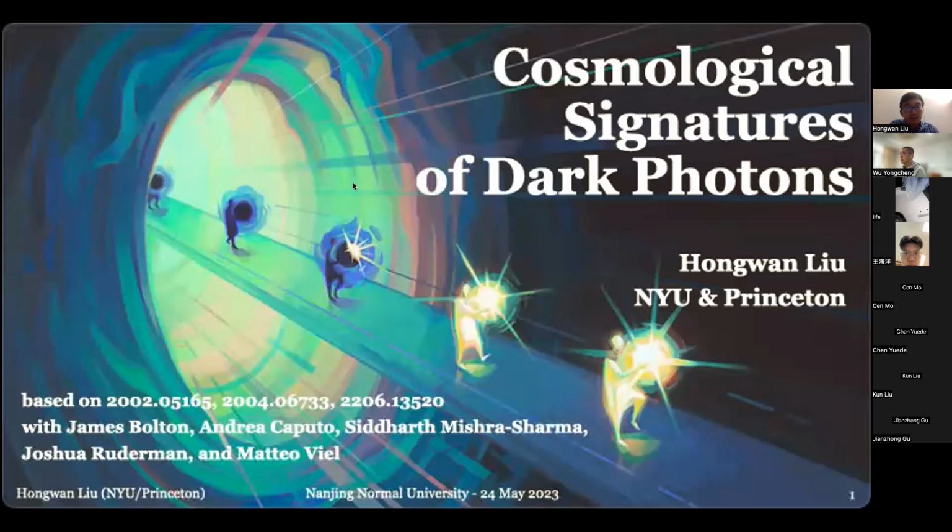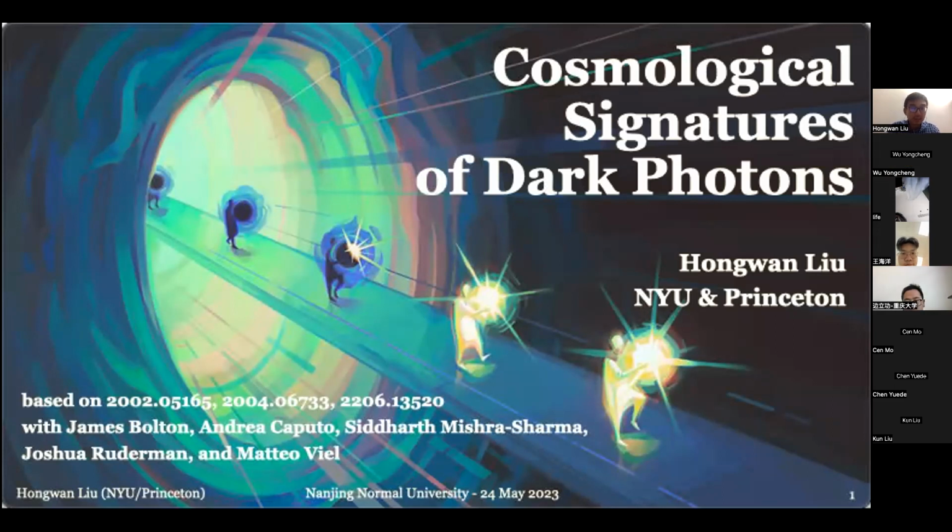Yeah, so today I'm going to tell you about some work related to cosmological signatures of dark photons. And this work has been done in collaboration with a pretty big group of people: James Bolton from Nottingham, Andrea Caputo from Tel Aviv, Sid Mishra Sharma, who's now at MIT, Josh Ruderman at NYU, and Matteo Vial at CISA. And the results that I'll be presenting are based on these three papers with the following arXiv numbers.